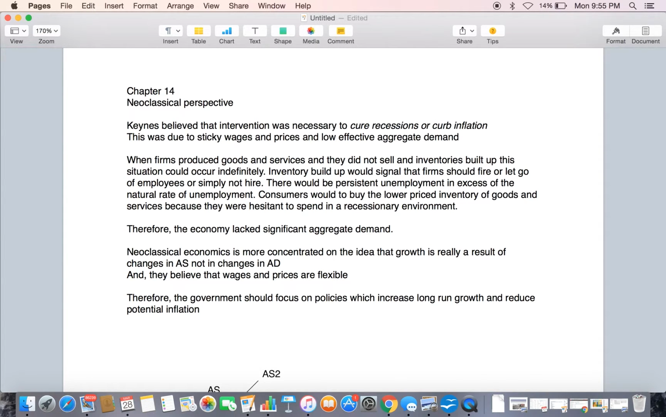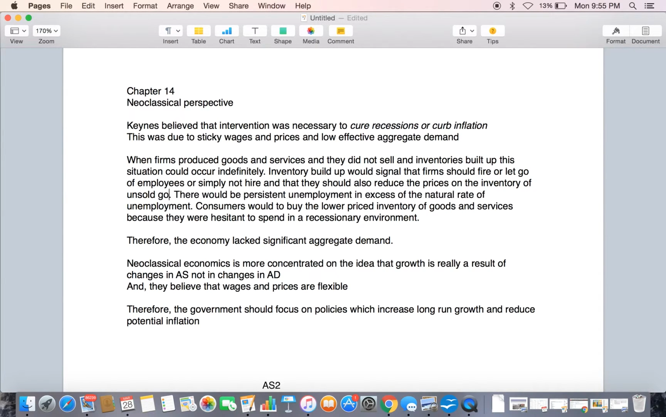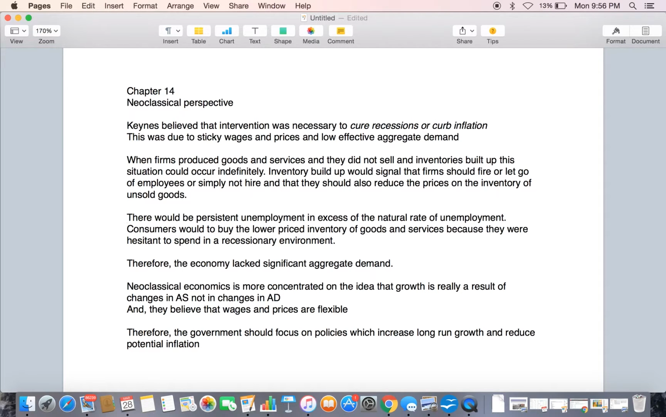So when firms produced goods and services and they did not sell and inventories built up, this situation could occur indefinitely. Inventory buildup would signal that firms should fire or let go of employees or simply not hire, and that they should also... This would result in persistent unemployment in excess of the natural rate of unemployment.